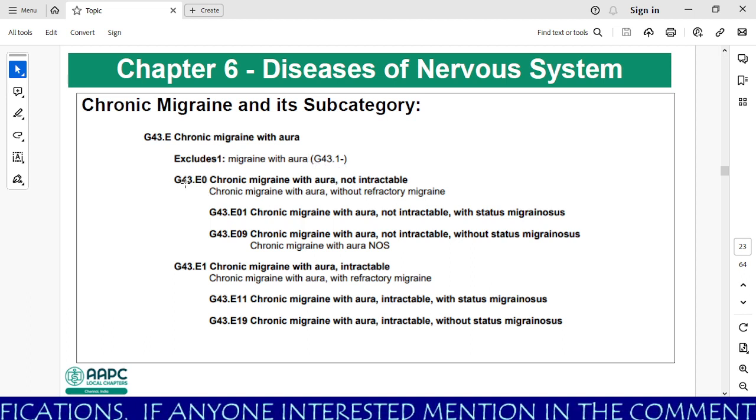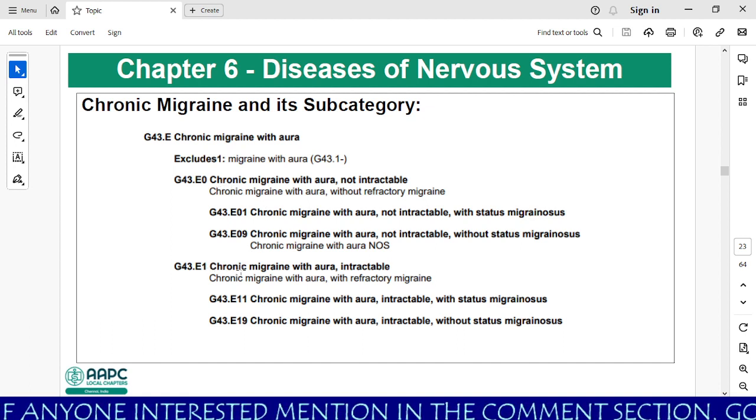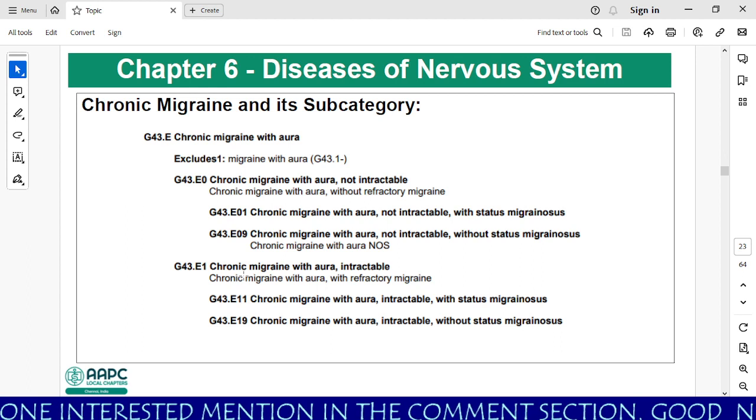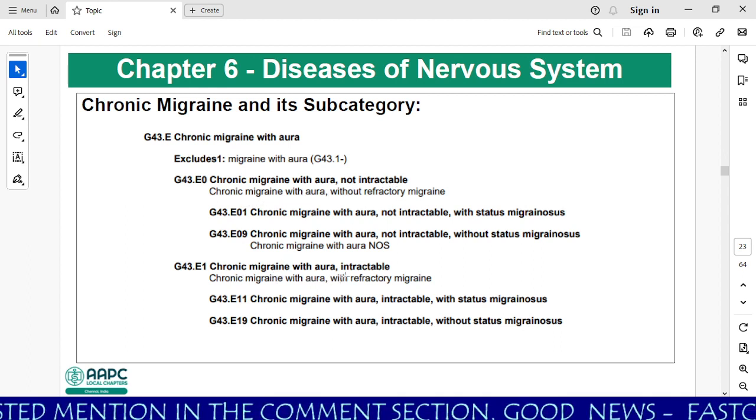G43.E0 and G43.E1 are the new subcategories included in this year. So chronic migraine with aura not intractable, chronic migraine with aura intractable.